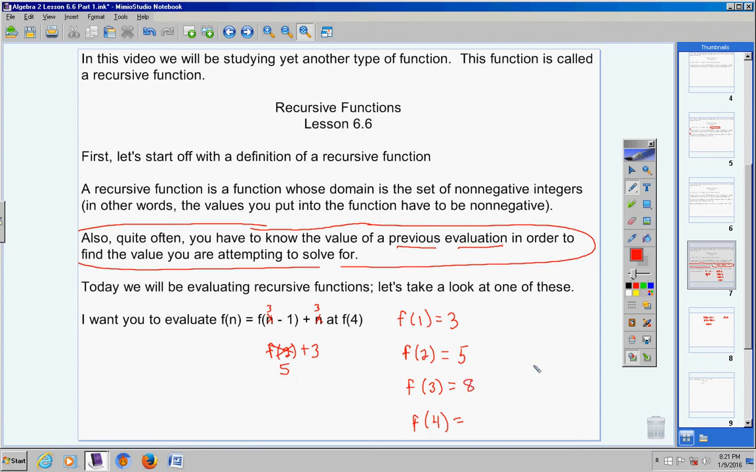Now we're getting somewhere. Do you see now what I meant by this last comment? Quite often when you're trying to find the value, you have to know the value of a previous evaluation in order to find the value you're attempting to solve for. I could not find 4 unless I knew 3. Well, I couldn't find 3 unless I knew 2. I couldn't find the value of 2 unless I knew the value of 1. So I gave that to you. Alright, let's evaluate this function at 4, and we're finally finished. Because that was our goal, wasn't it? Our goal was to find f of 4. So here we go.